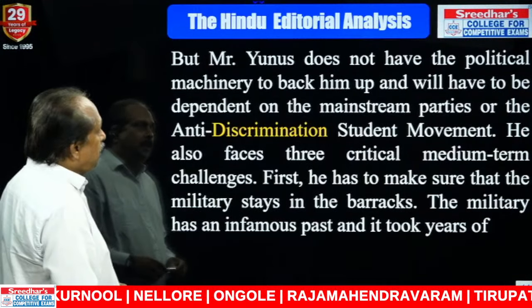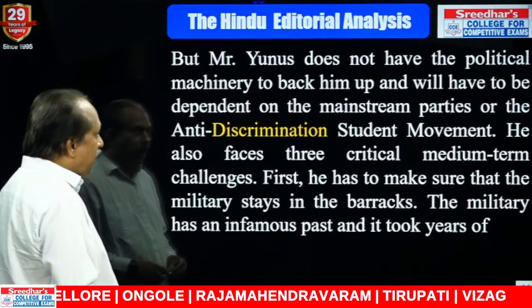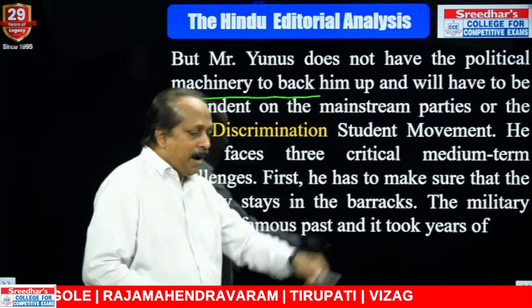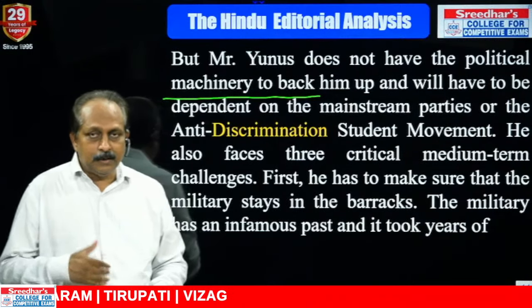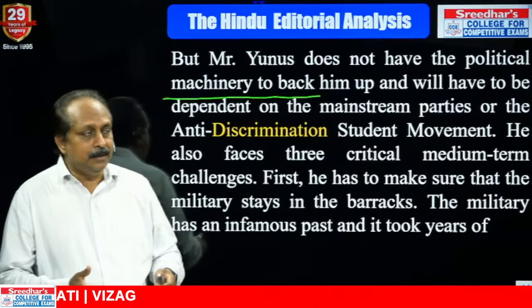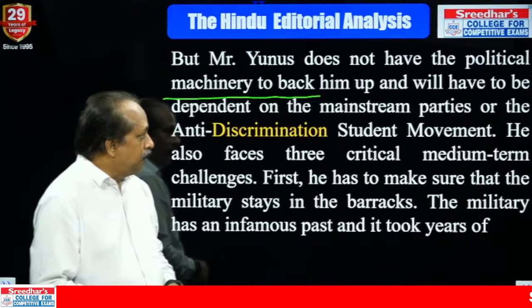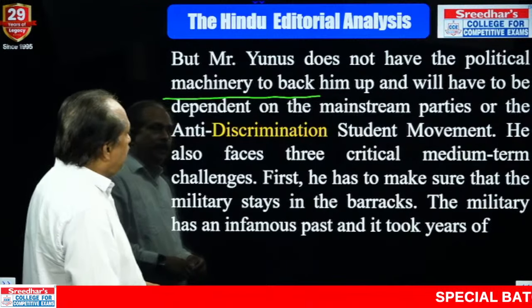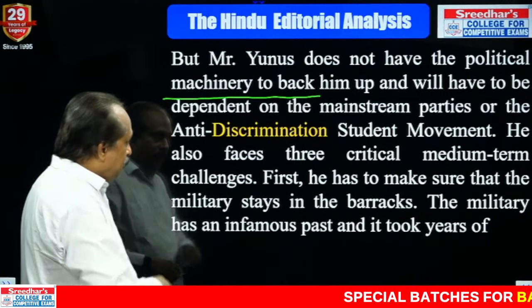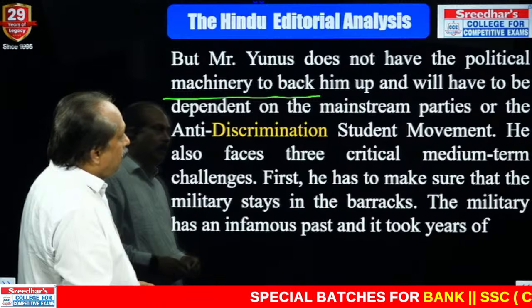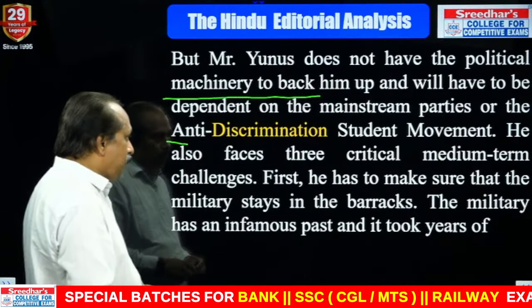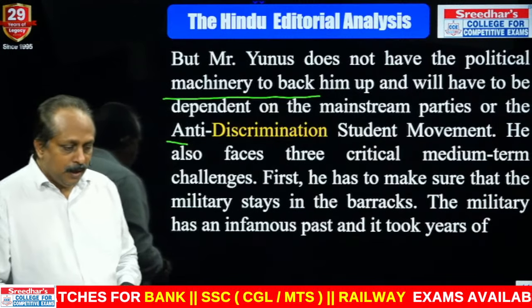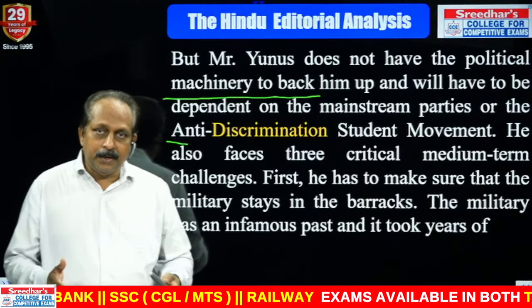But Mr. Yunus does not have the political machinery to back him up. Back someone up means to support someone. So right now, Mr. Yunus does not have the political backing, political machinery to back him up, and will have to be dependent on the mainstream parties or the anti-discrimination student movement. Because he does not have the political machinery, he has to depend on someone.